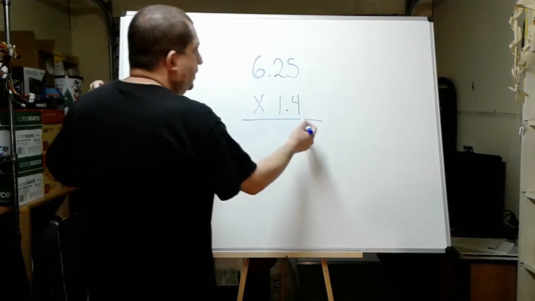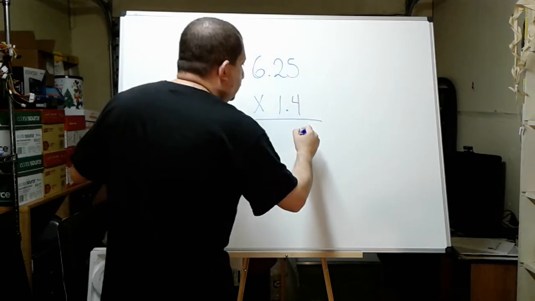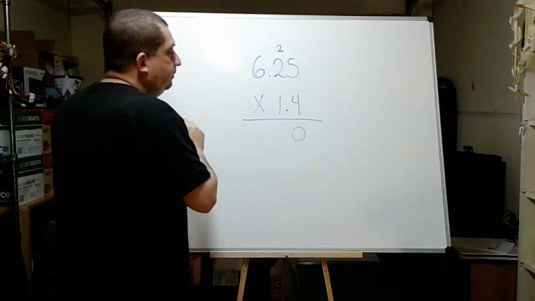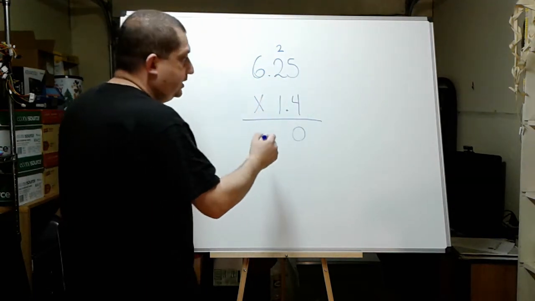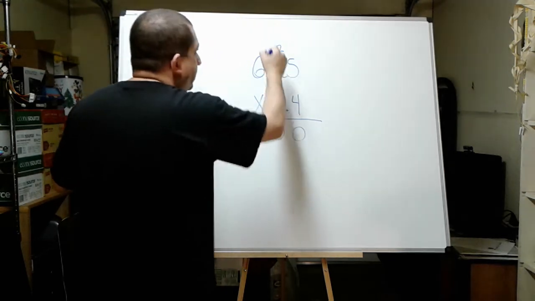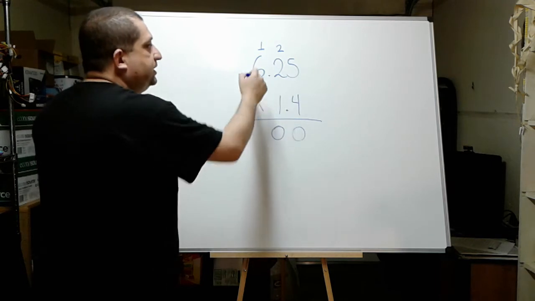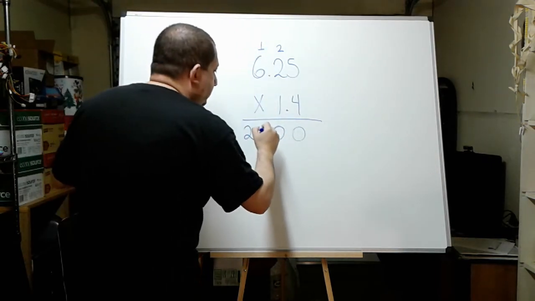So I'm going to start right here with the number 4. 4 times 5 is equal to 20, and I carry over a 2 right there. 4 times 2 is equal to 8, plus 2 is equal to 10. So I'm going to put 0 there, and I'm going to move over a 1. Next, 4 times 6 is equal to 24, plus 1 is equal to 25.